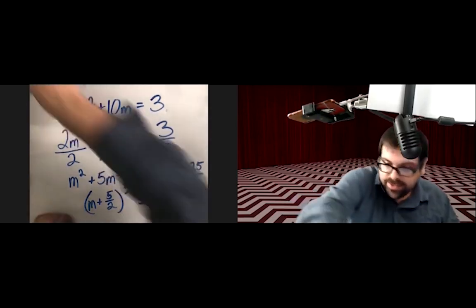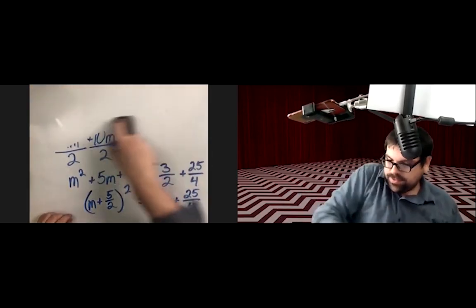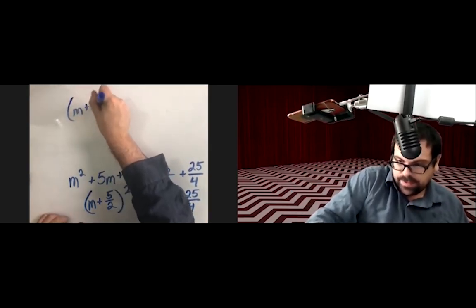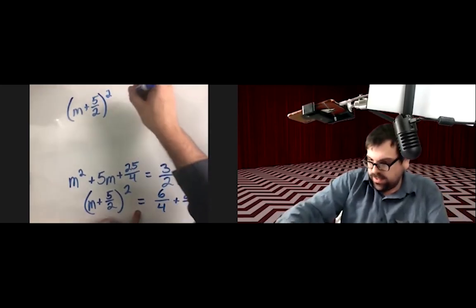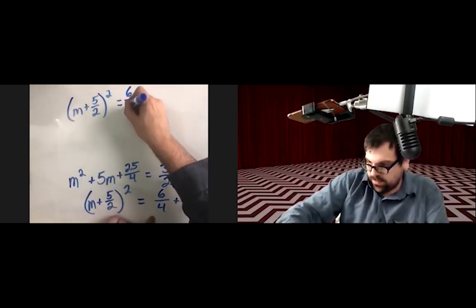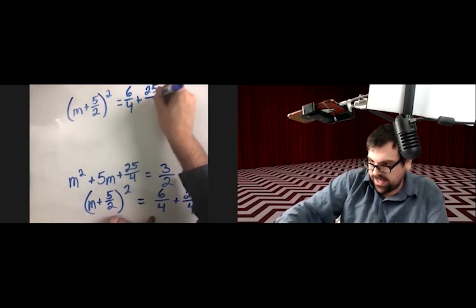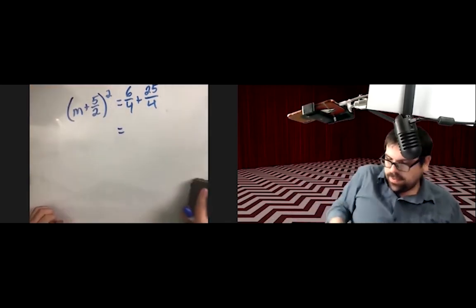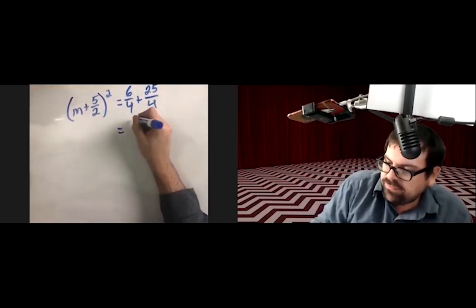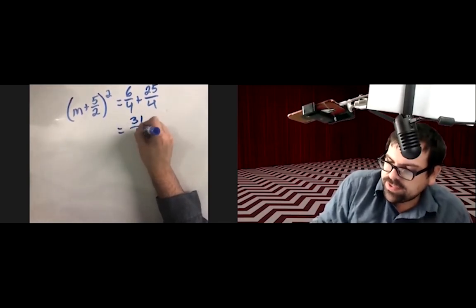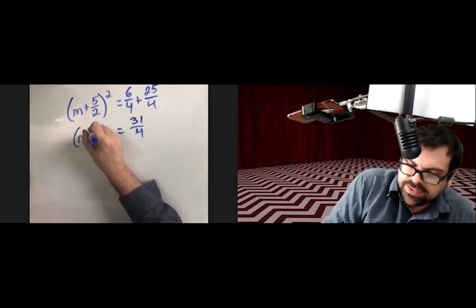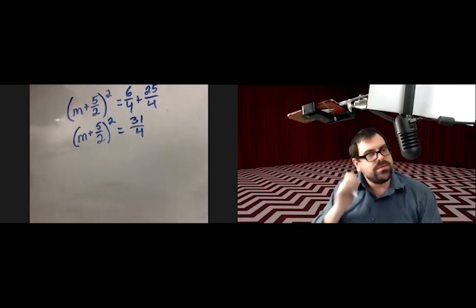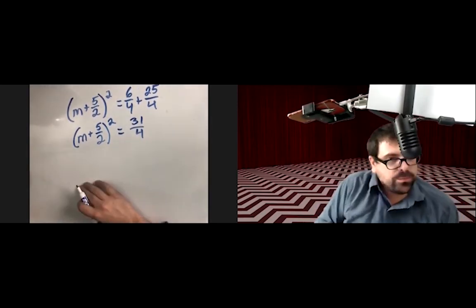Let me move this bottom line to the top so that I have some space to work. m plus 5 halves squared equals 6 fourths plus 25 fourths. Okay. 6 fourths plus 25 fourths is 31 fourths. So we have this square by itself, all on its lonesome, equal to something else. What do we do? Square root both sides.